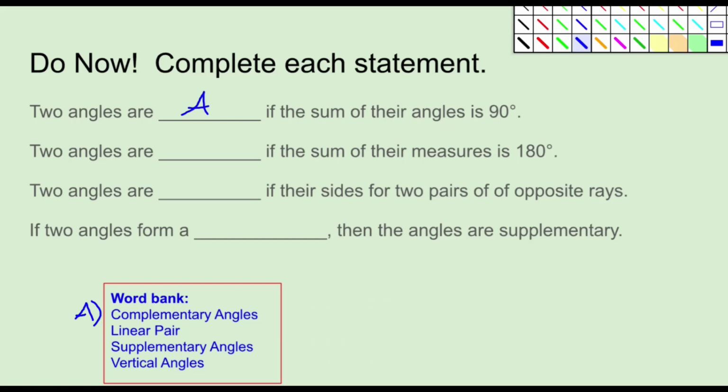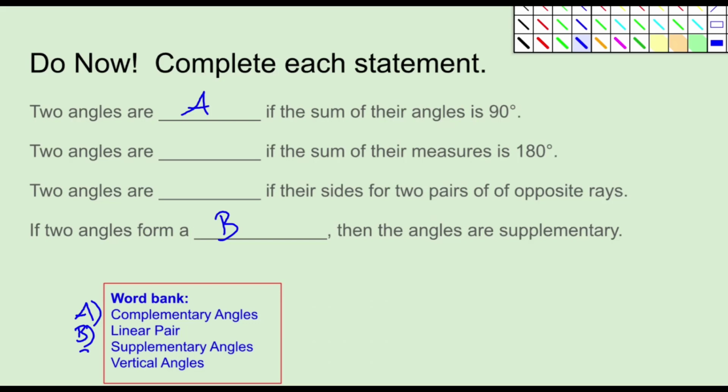Nice. All right, linear pairs. Linear pairs, I'll call that one B. So if two angles form a linear pair, then the angles are supplementary. That's actually the linear pair postulate. Perfect. So that's that one.